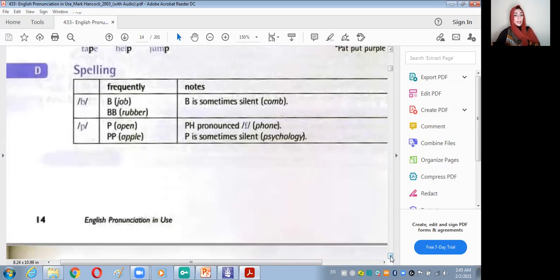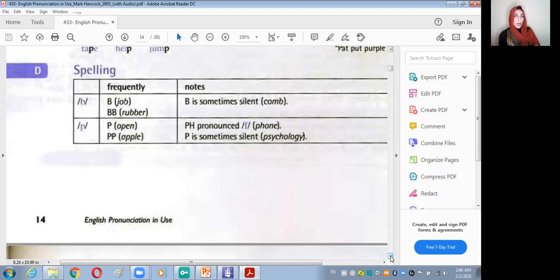Now the section of spelling, again. Here frequently the b sound is just one B or double B, one B like job, but double B in rubber. But you have to bear in mind that B is sometimes silent, especially when it comes at the end of the word after the M letter, like the words climb, comb, and thumb, okay?